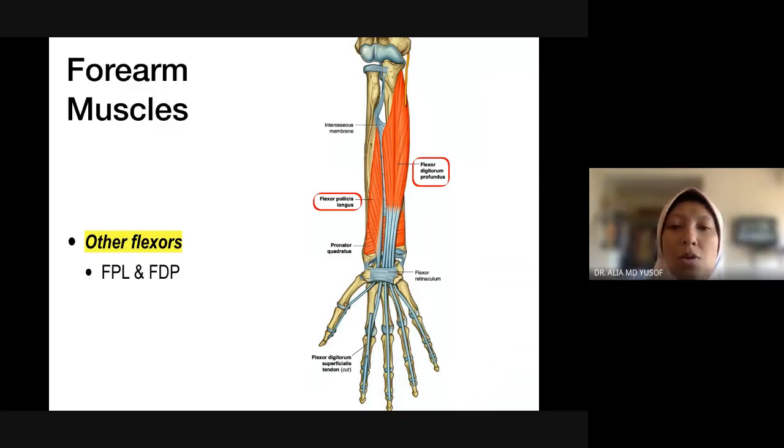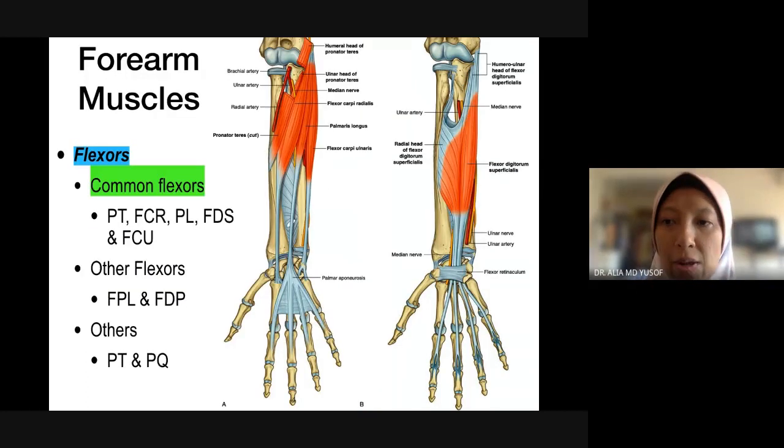What is the function? The function is again flex. Flex what? Flex the wrist, and of course flex the digits. At where? At the DIPJs, distal interphalangeal joints. I forgot the other one, the flexor digitorum superficialis. Apart from flexing the wrist, it also helps in flexing the proximal interphalangeal joint.